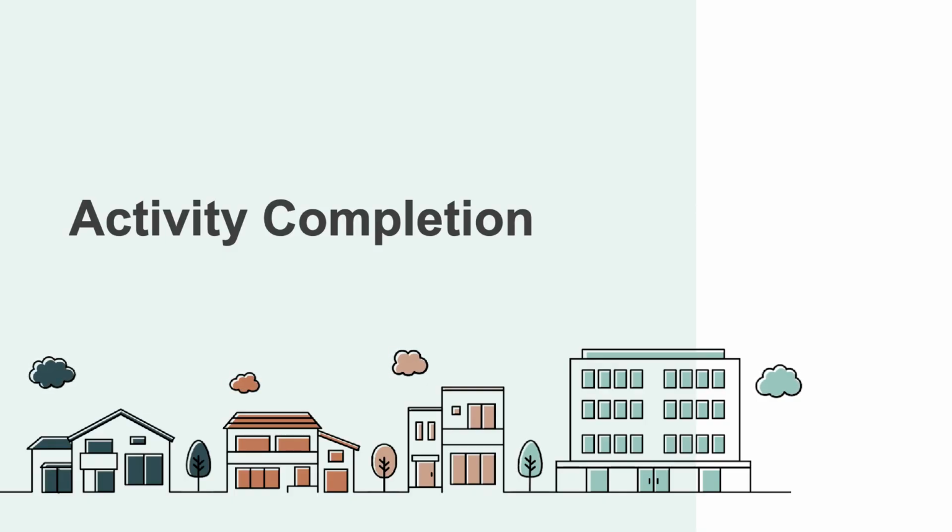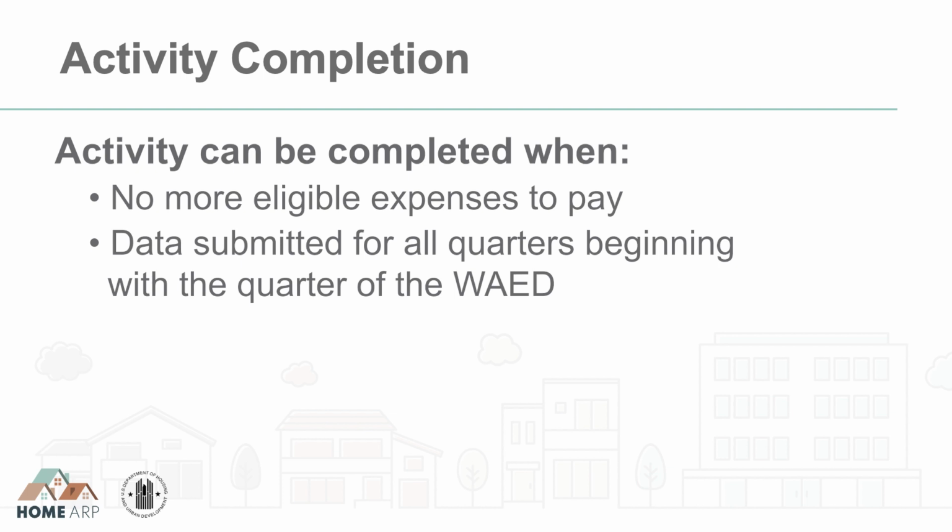HOME-ARP supportive services activities can be completed in IDIS when there are no more eligible costs to pay and the data has been submitted for all quarters since the written agreement execution date. To complete a supportive services activity, data must be submitted for all quarters since the written agreement execution date. The PJ should make every effort to complete the supportive services activity in a timely manner, or it will be required to submit data for quarters where supportive services were not provided to qualifying individuals and households.